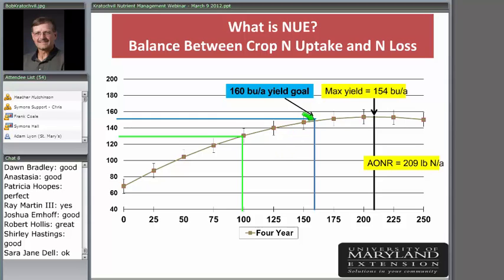It's at this point, when we try to attain our yield goal of 160 bushels, that our nitrogen use really becomes inefficient. You can see that we added an additional 60 pounds of nitrogen, and what we realized was about 20 bushel of additional yield. If we fertilize higher, we would have even more inefficient use of the nitrogen.